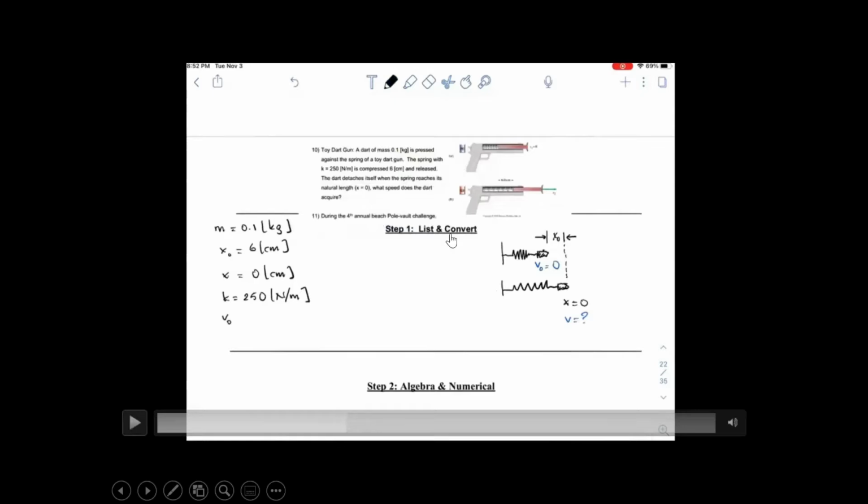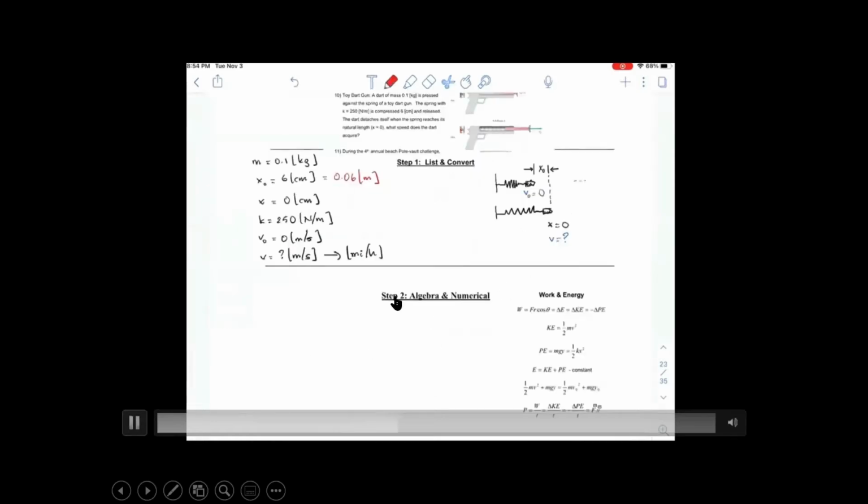So what's the speed of the dart? What's the speed of the dart? Initial speed is going to be 0. So what's the final speed, as it's exiting the toy gun? All right. So how do you do a problem like this?